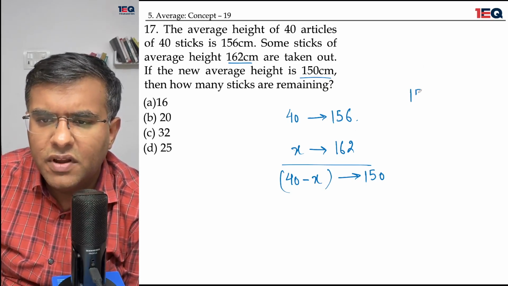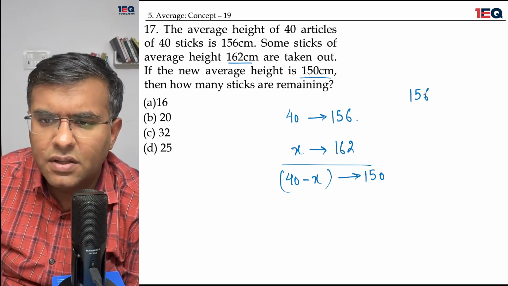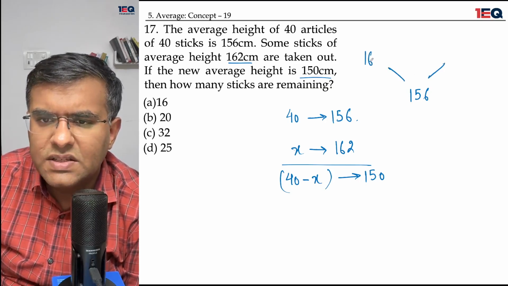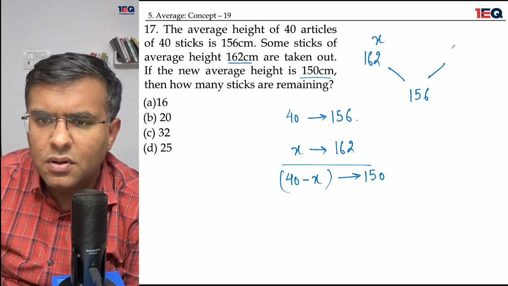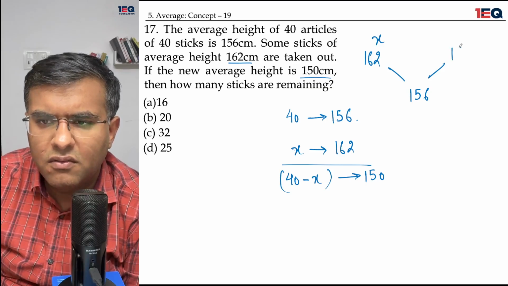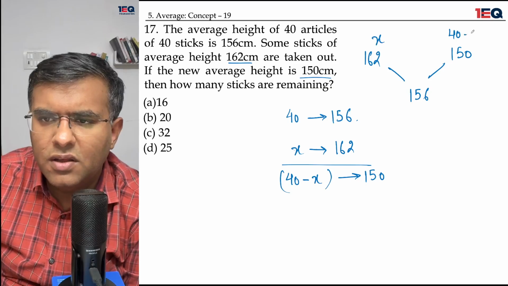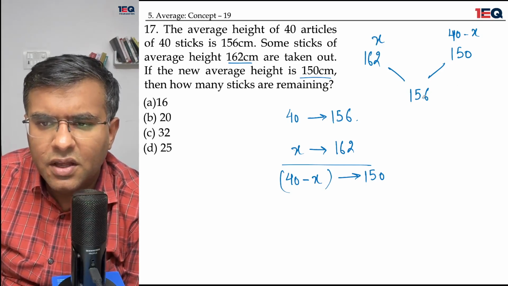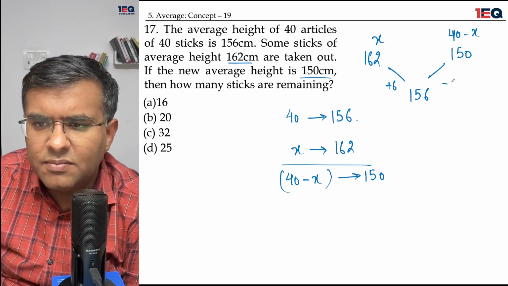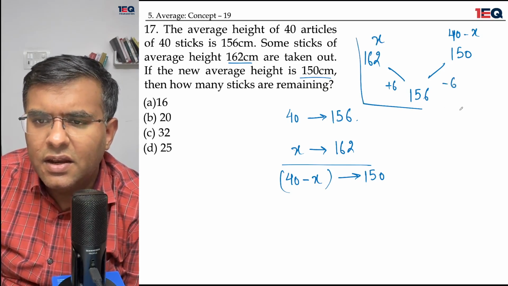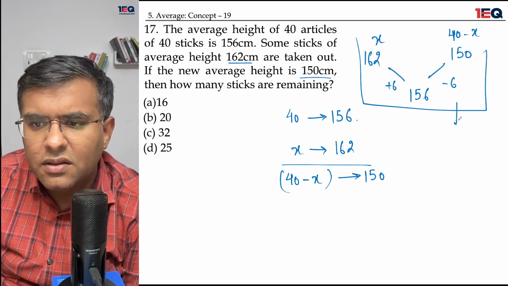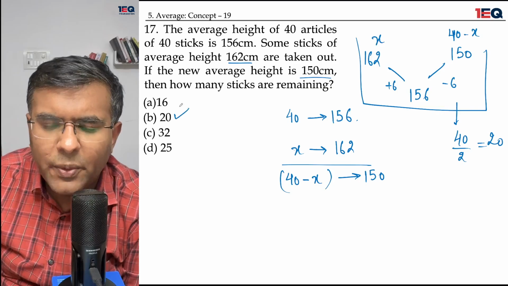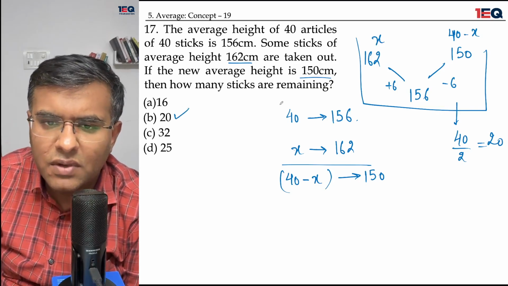Let's say 156 was the average height. 162 was X in number and 150 was 40 minus X in number. I hope we have made it very clear. There is a plus 6 over here and a minus 6 over here, and this entire balance seems to be very much balanced. This means that 40 upon 2 would be the answer, which is equal to 20. So 20 is the answer. But I'll still solve it for you.